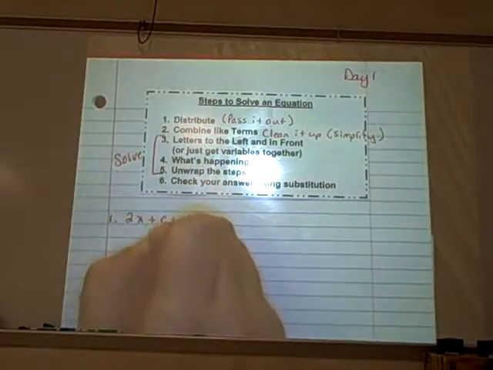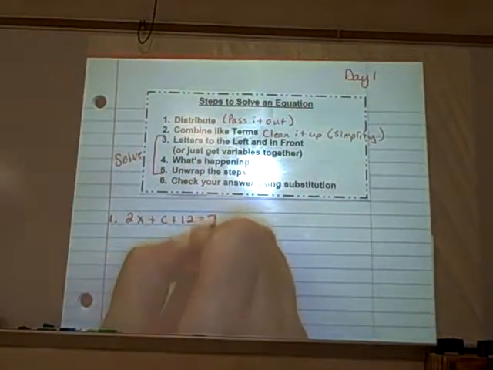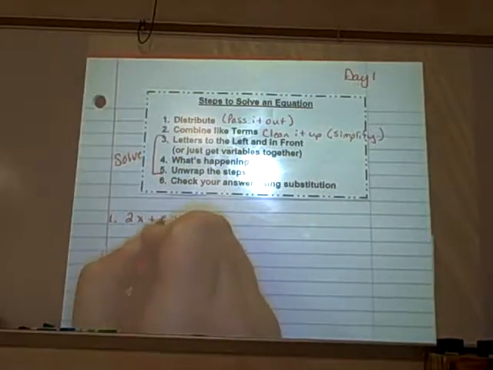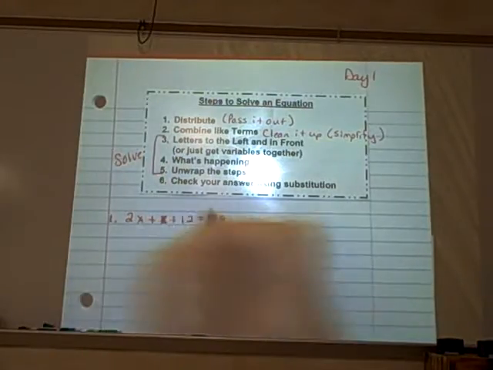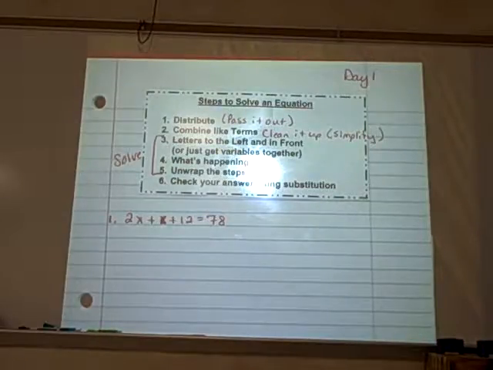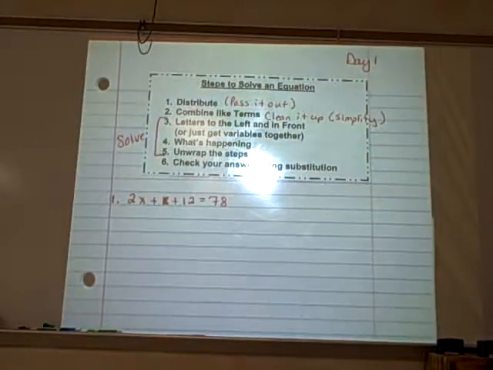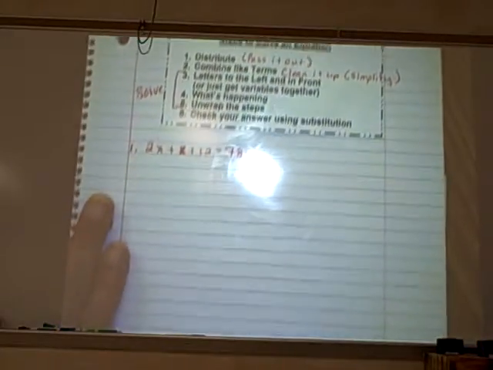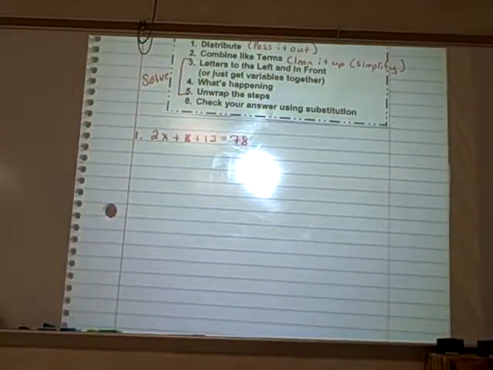So, number 1. Write this down. Oh, that should be an x, sorry. 2x plus x plus 12 equals 78. Are there any parentheses in that one? No, so we don't have to distribute. Is there anything I might be able to combine together though? The x and the 2x.